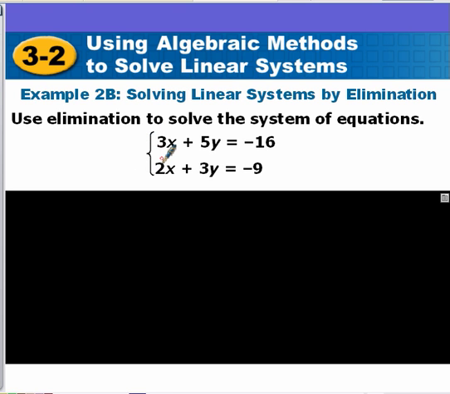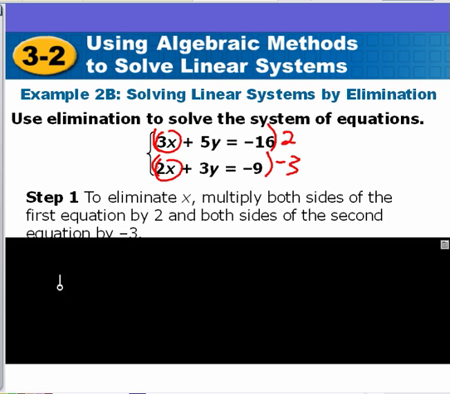When you multiply, a couple things to remember. You have to multiply the whole equation, so every term in the equation gets multiplied. Secondly, it's nice to multiply it so that the signs of the top and bottom are different. Then you can add instead of subtracting. So I'm going to multiply this equation by 2, and I'm going to multiply this by negative 3. That way I'm going to have a positive 6 here and a negative 6 here, and I can add the two equations.